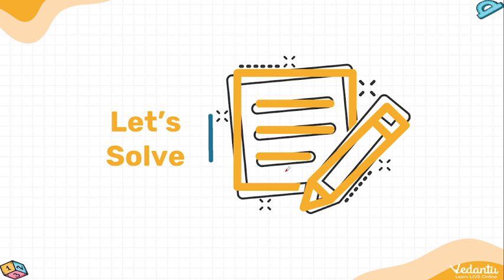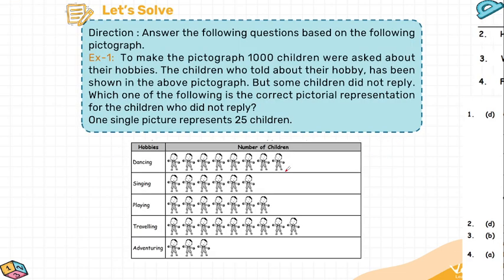So let's solve now some questions here. The question comes: answer the following question based on the following pictograph. So here you can see a table. To make the pictograph, 1,000 children were asked about their hobbies. They were asked what are the different things you like apart from your studies. So, children who told about their hobby have been shown in the above pictograph.